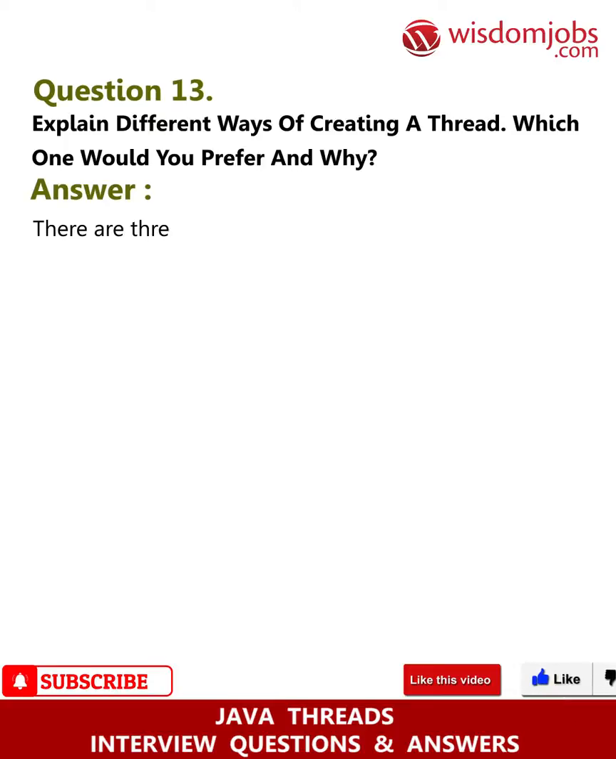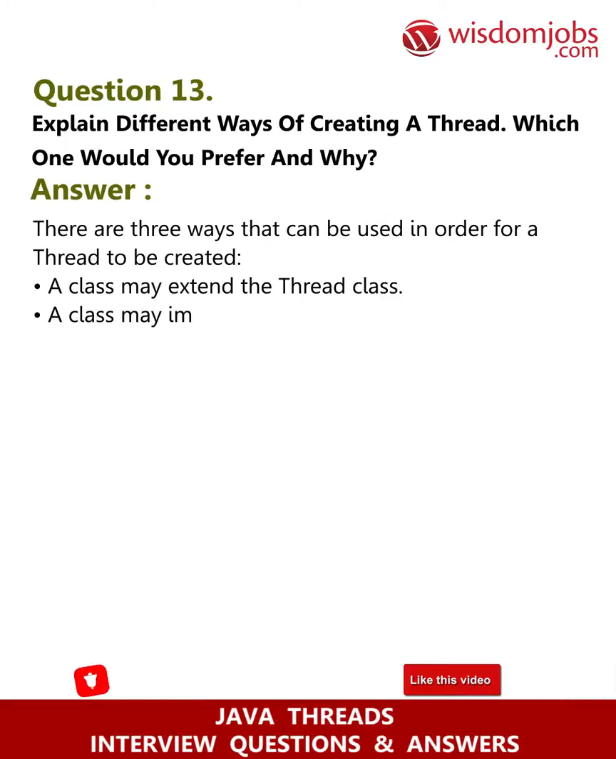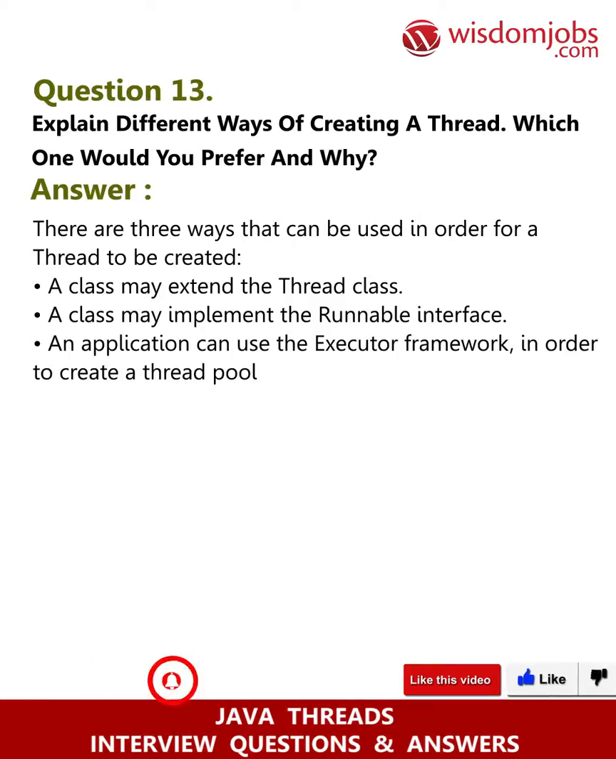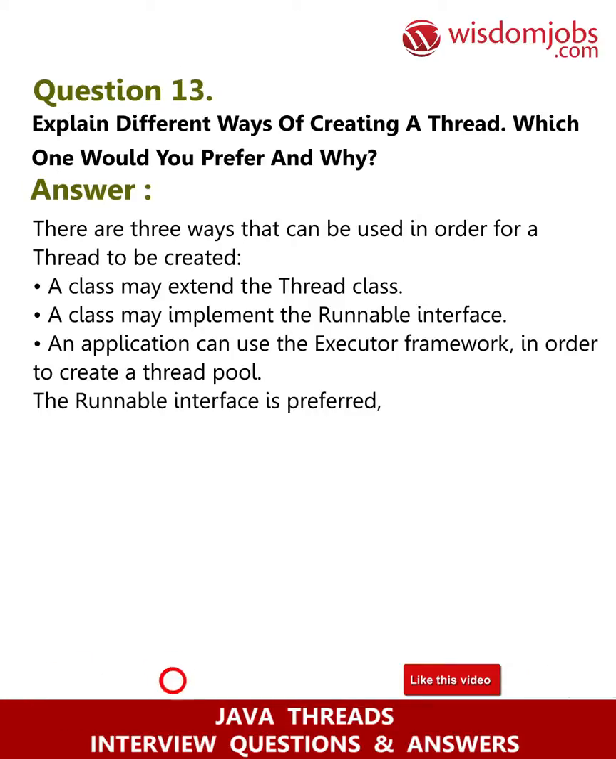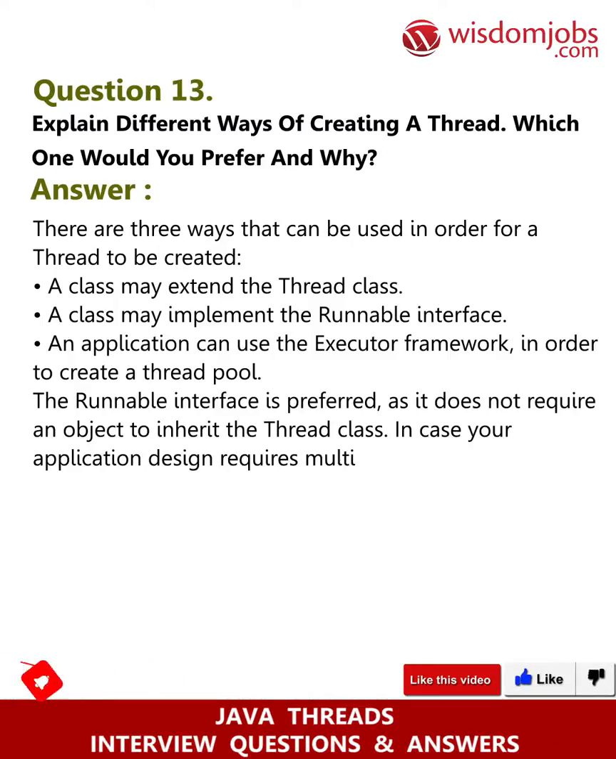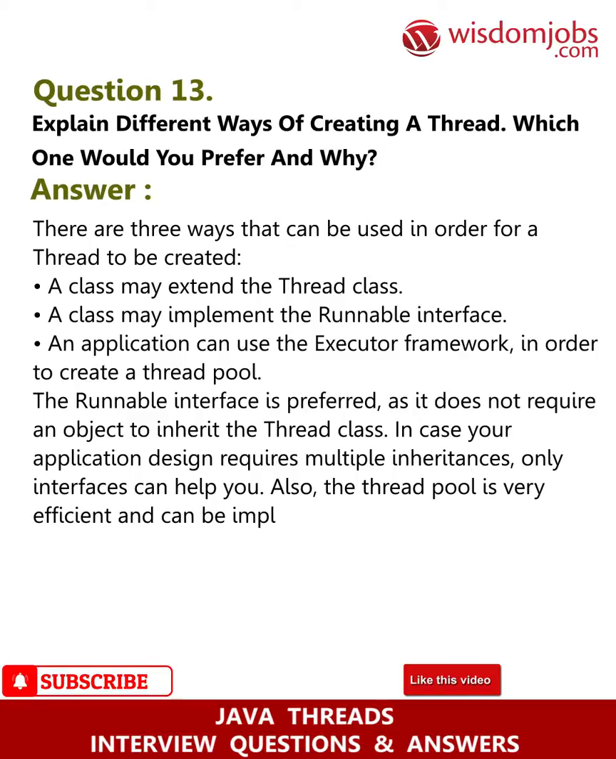Answer: there are 3 ways that can be used in order for a thread to be created. A class may extend the Thread class. A class may implement the Runnable interface. An application can use the executor framework in order to create a thread pool. The Runnable interface is preferred as it does not require an object to inherit the Thread class. In case your application design requires multiple inheritance, only interfaces can help you. Also, the thread pool is very efficient and can be implemented and used very easily.